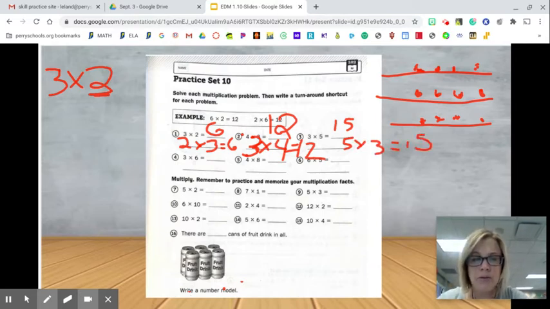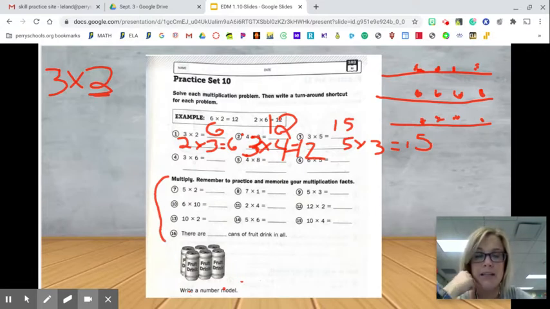Okay, I want to skip down here to this bottom part and look at how I solve these problems using those easy factors. So the numbers that we're multiplying, 2s, 5s, and 10s. So number 7 says 5 times 2. I can either count by 5s or I can count by 2s. If I count by 5s, I'm going to count 2 5s. If I count by 2s, I'm going to count 5 2s. So I'm going to do both.